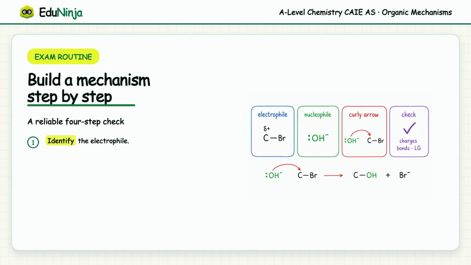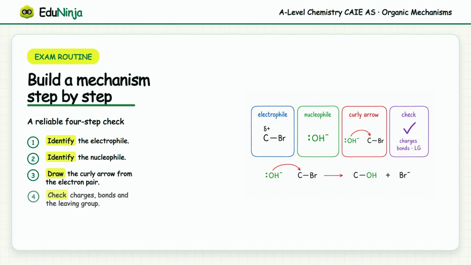First, identify the electrophile. Look for the electron-poor center. Second, identify the nucleophile. Look for a lone pair or negative charge. Third, draw the curly arrow from the electron pair to the electrophile. Finally, check charges, bonds, and the leaving group. The pattern is identify, point, draw, then check.